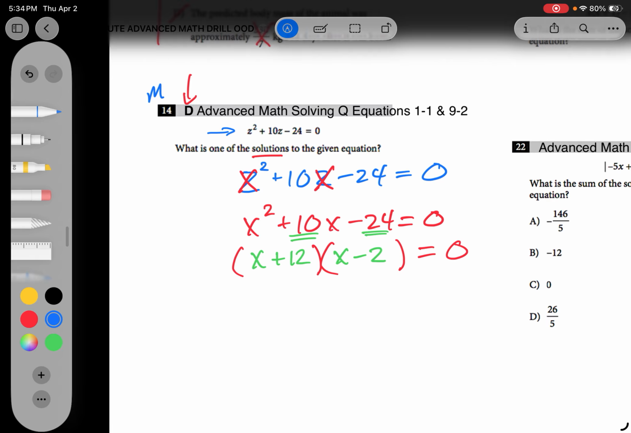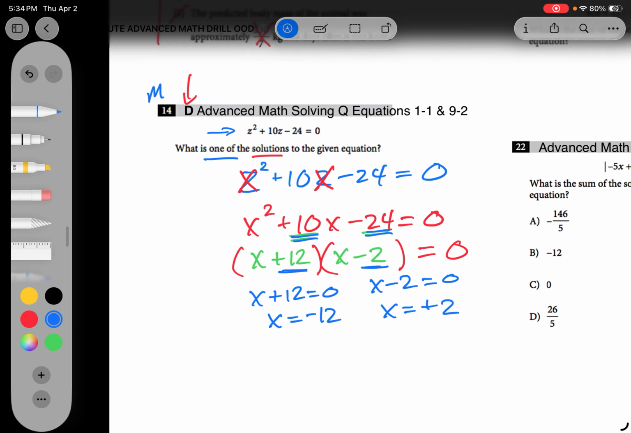Now let's test. Positive 12 and negative 2, does it equal negative 24? Yes. A positive 12 plus a negative 2, does it equal positive 10? Yes. Now that I've got this, set them both equal to 0. x plus 12 equals 0, so x must equal, subtracting 12 from both sides, negative 12. x minus 2 equals 0, so x equals a positive 2. What is one of the solutions?